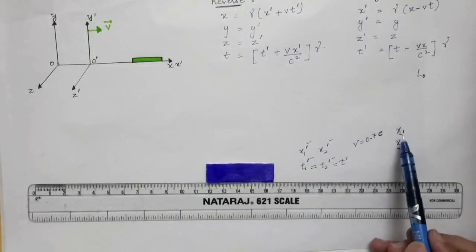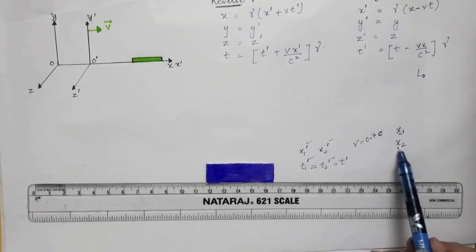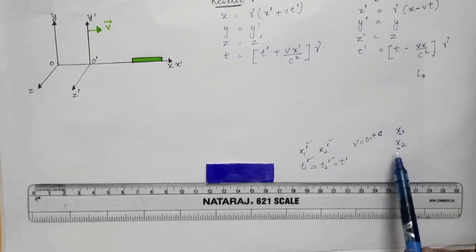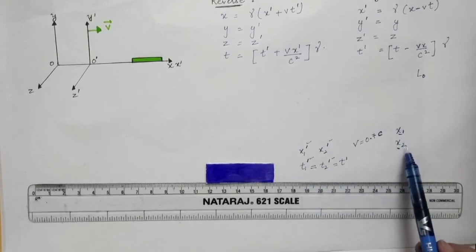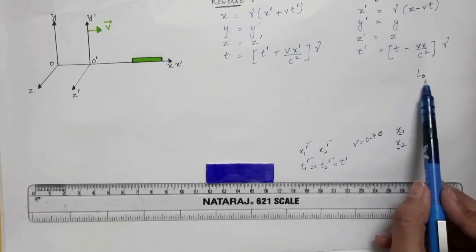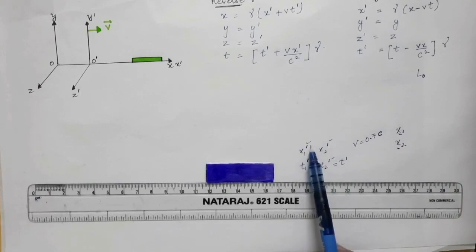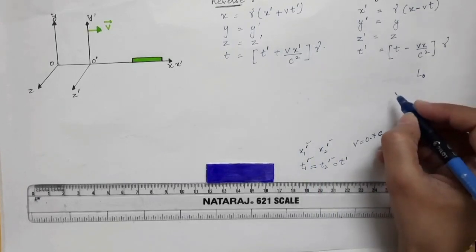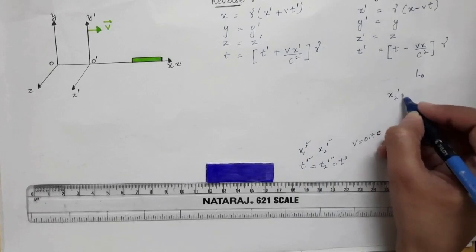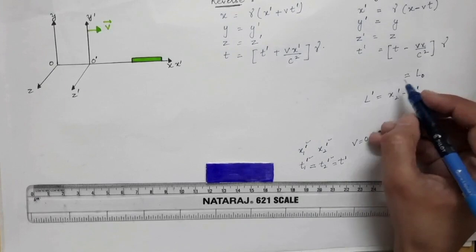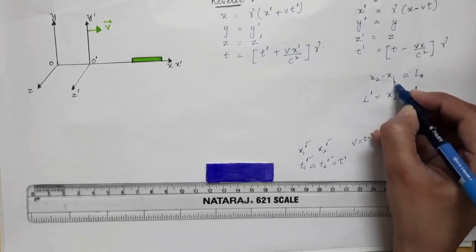The first length is x1 minus x2, or you can say x2 minus x1. This is the proper length, the length of the object when it is stationary with respect to you. So x2 minus x1 will be equal to L0, and x2 prime minus x1 prime will be the length of the object in a moving frame. Let's say that is equal to L prime, and L0 is the proper length, that is x2 minus x1.